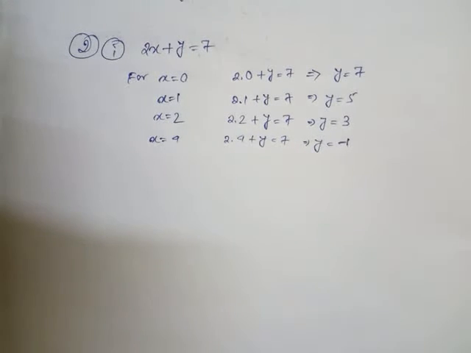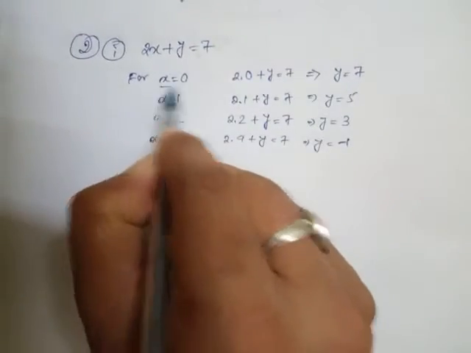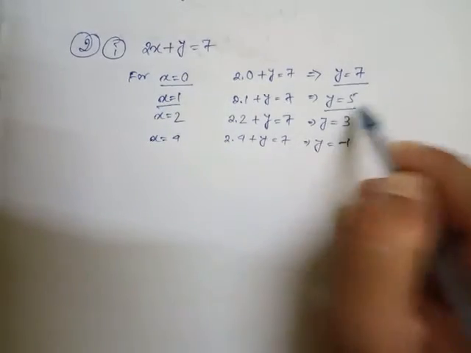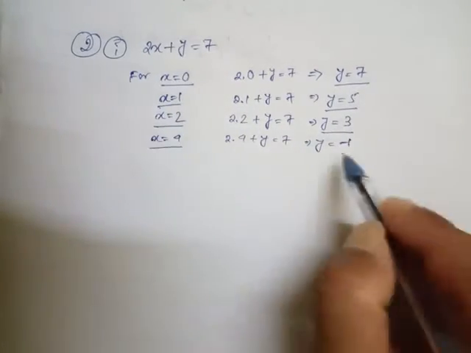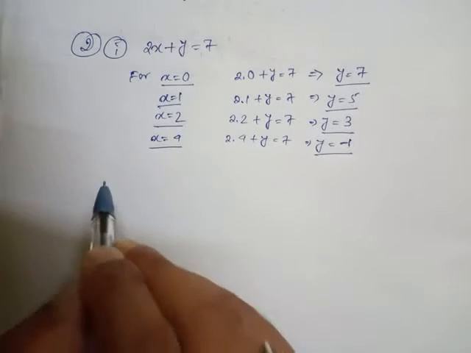So student, if I put down x equal to 0 we get y equal to 7. X equal to 1 we get y equal to 5. X equal to 2, y equal to 3. And x equal to 4, y equal to minus 1. These are the 4 different solutions of the first equation. Now let's start the second one, Roman 2.